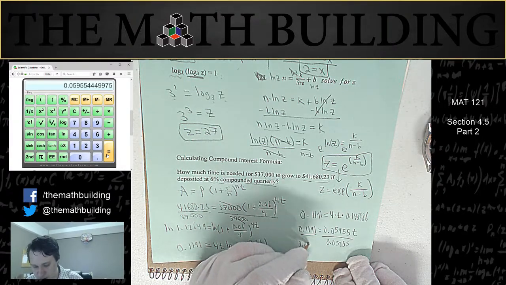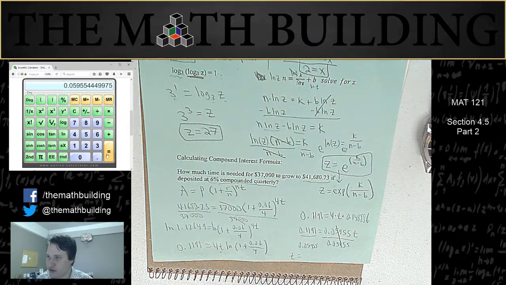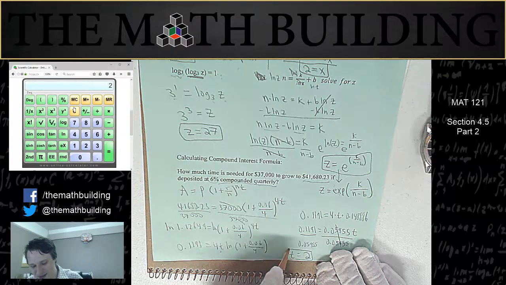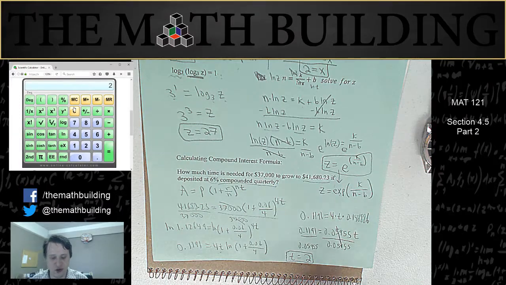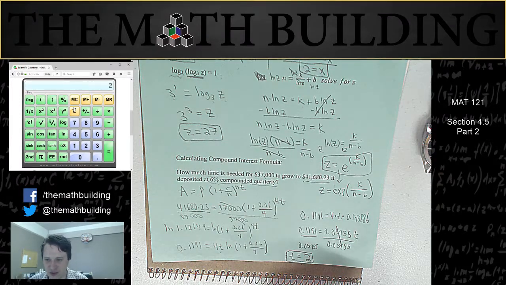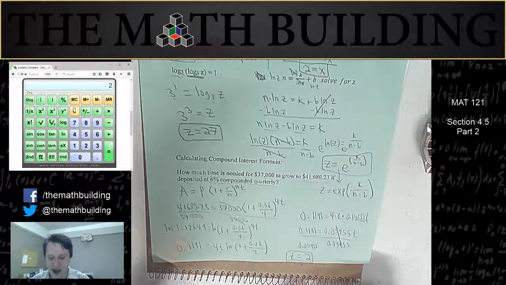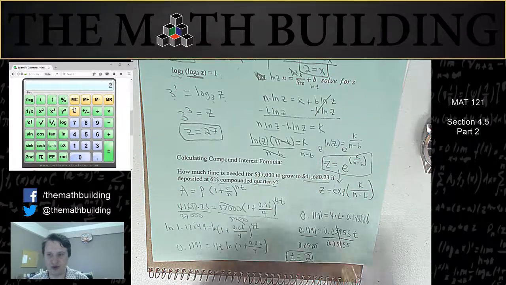So this last part was just some basic algebra steps. So let's do that. It's 0.1191 divided by 0.05955, which is just exactly 2. So it's going to take exactly 2 years. If you plugged in a 2 right here, 37,000 would grow to 41,680 and 23 cents. So you see how it's nice to be able to work these backwards, especially if you're a retirement planner. How much do you have to save now so that you can grow, or if you have this much, how long will it take to grow to this amount?